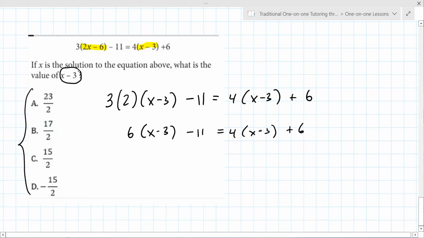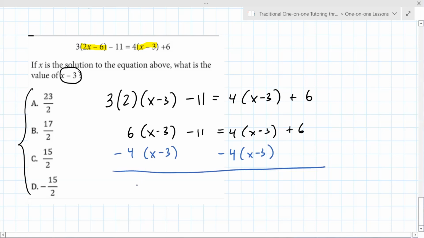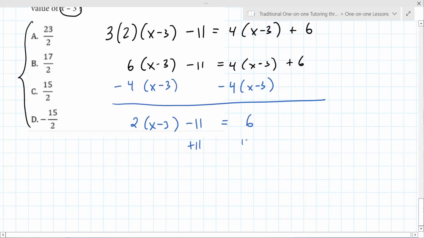Now, you've never done this in any math class, but you can do this. You're allowed to subtract 4x minus 3 from both sides of the equation. And notice what that does is that gives you 2x minus 3s. And then instead of trying to figure out, well, 2 times what number minus 11 gets you to 6, you just solve it for x minus 3. You just keep going. You add 11, and then you divide by 2. So you get x minus 3 equals 17 over 2.